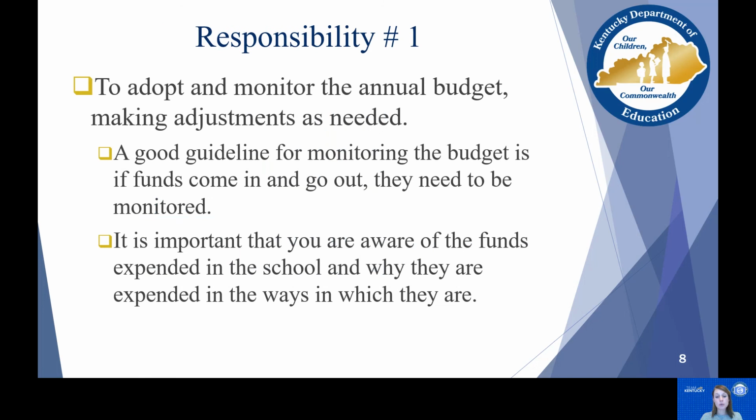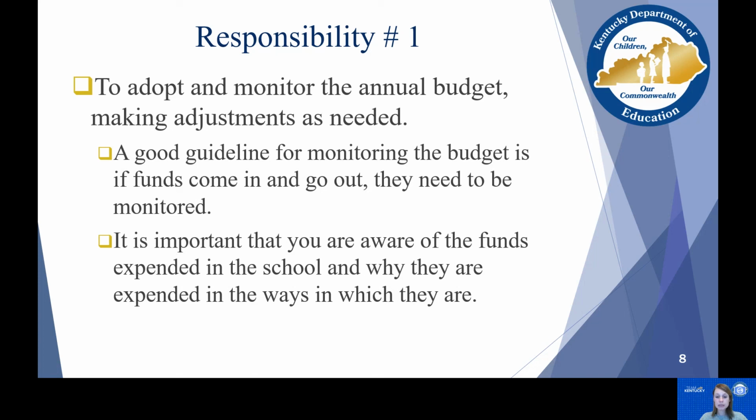So responsibility number 1 is to adopt and monitor the annual budget and make adjustments as needed. A good guideline for monitoring the budget is this: if funds come in and if funds go out, then they need to be monitored. Annually, the school council must adopt a budget for the school. Multiple funding sources are available to the school during the budgeting process to keep in mind. But sometimes with state and federal funds and those funding cuts that can happen, those funds may be limited or unavailable to a school. So we never want to think that those are guaranteed.